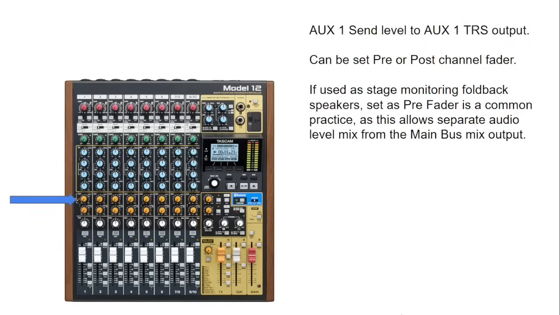Next, we have auxiliary 1 send level to the auxiliary 1 TRS output, which is a socket at the back of the unit. This can be set to pre or post channel fader as well.